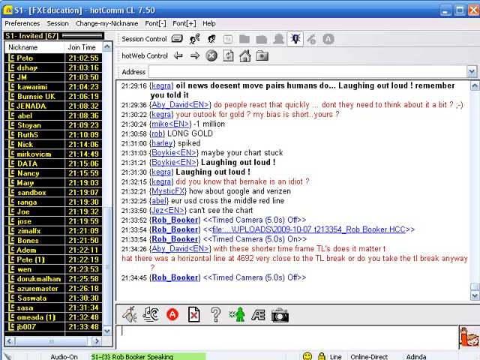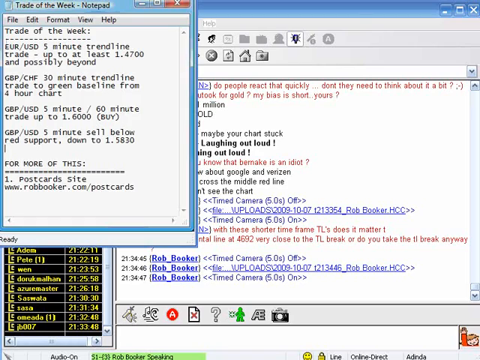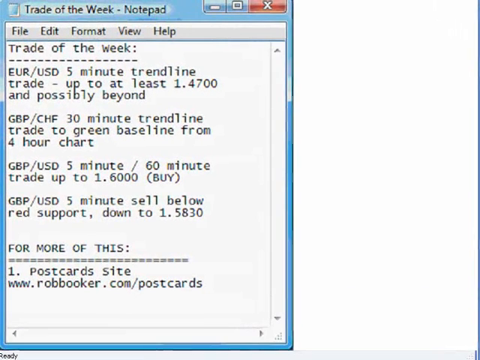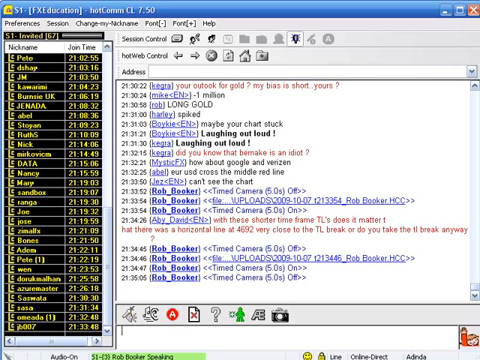So 58.30. I'm just typing this in so you can see this list of trades right here. That's the list of trades. The next one on the list, the fourth one down, is pound dollar 5-minute sell trade below the red support down to 58.30. Red support is at 58.60. There you go. There you have it.